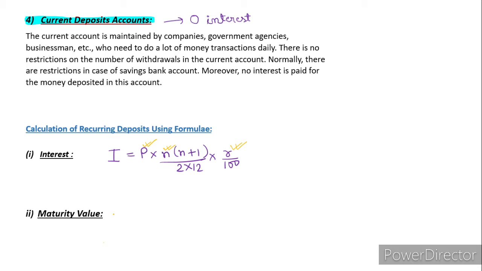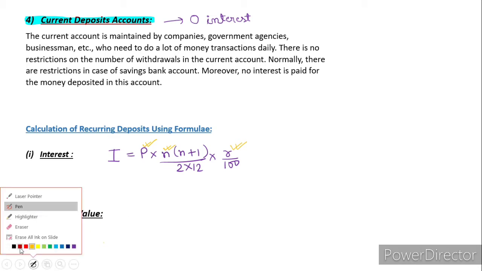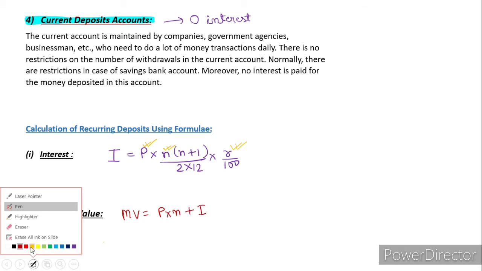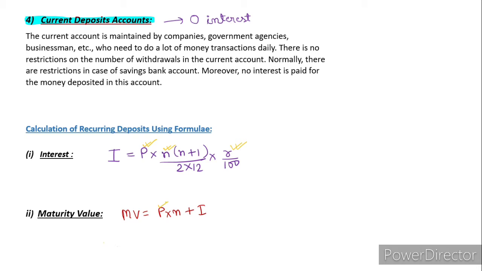Now next is maturity value. What is the maturity value? जो अमाउंट आपको ड्यूरेशन कंप्लीट करने के बाद मिलता है, that is known as maturity value. And the formula for finding maturity value is P into N plus I, where P stands for the amount deposited per month. पर महीना आप कितना अमाउंट डिपॉजिट कर रहे हैं. N stands for number of months, कितने समय तक आप डिपॉजिट कर रहे हैं. And interest you'll get from this formula.